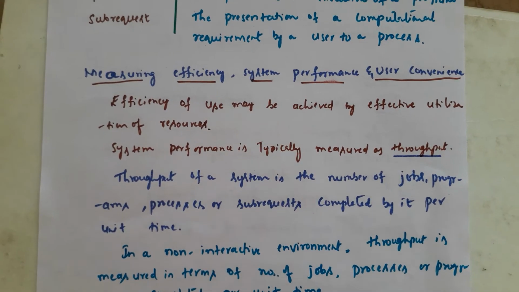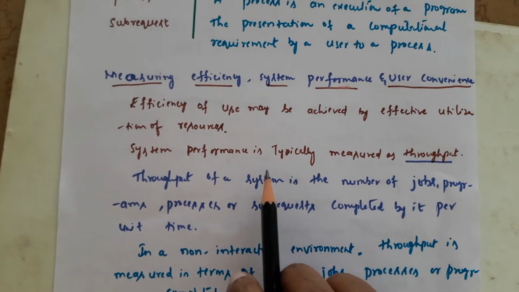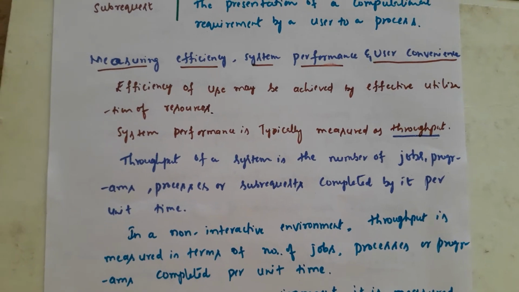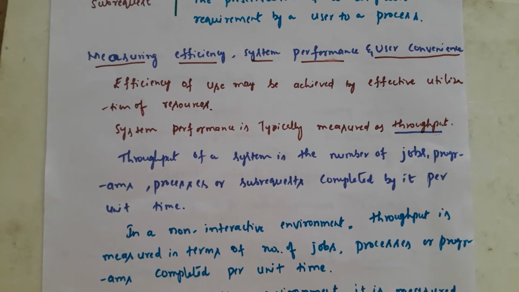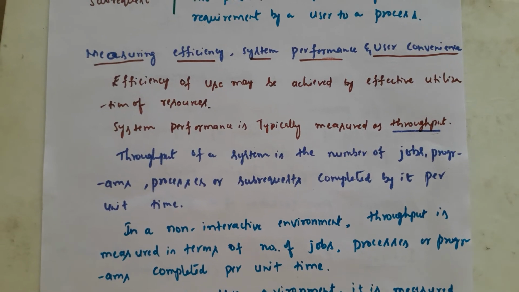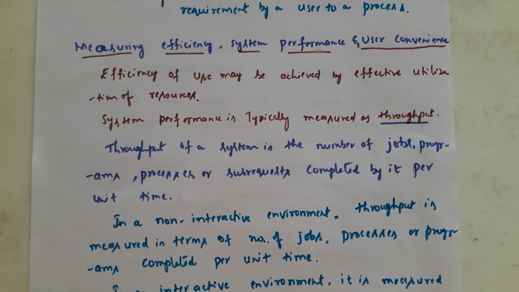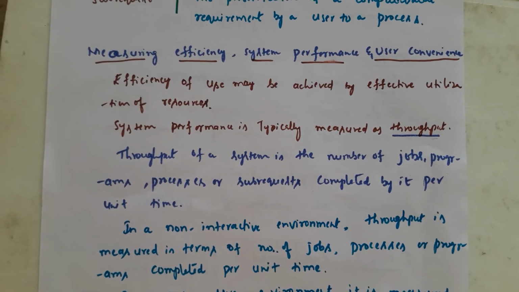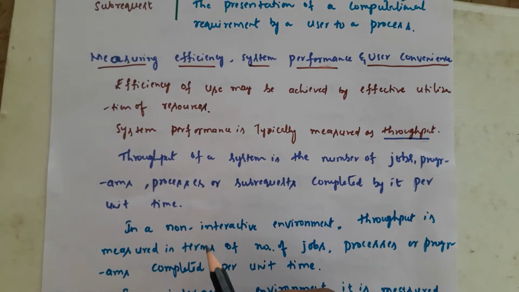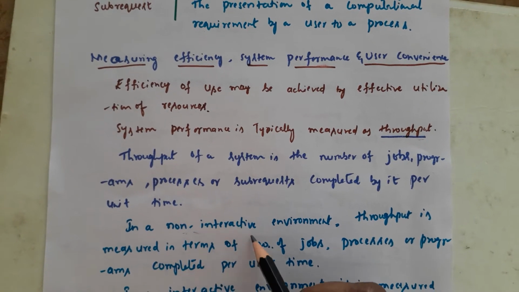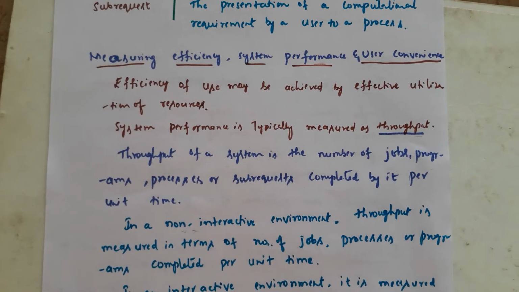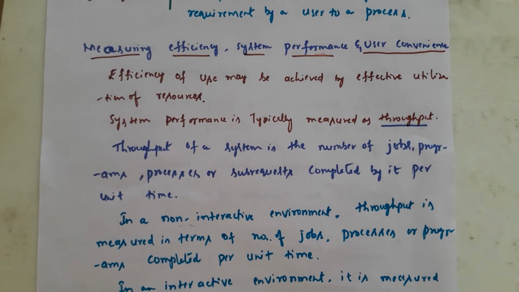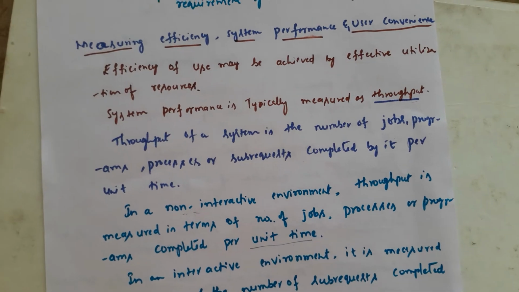Then we can say how efficient it is. Whereas system performance is typically measured with the help of throughput. Throughput tells us how quickly we are getting the output per unit time. With respect to an operating system, throughput is defined as the number of jobs, programs or processes executed per unit time, provided it is a non-interactive environment.